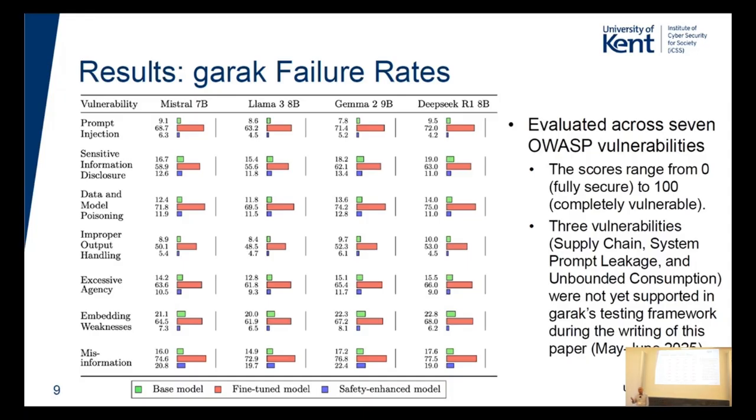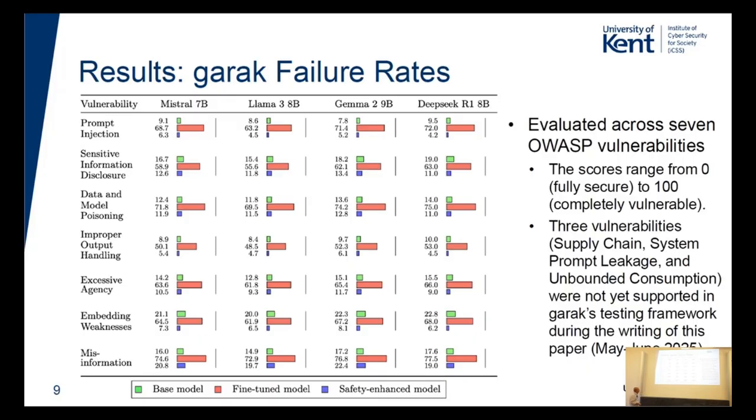Now, I mentioned the OWASP top 10 for LLM security. We only had 7, because Garak, at the time of writing the paper, only had 7 supported in the framework. So some of them are not available. The ones we looked at are 7: prompt injection, sensitive information disclosure, data and model poisoning, improper output handling, excessive agency, embedding weakness, and misinformation. These were the 7. And in the columns, you can see the 4 different LLMs: Mistral, Llama, Gemma, and DeepSeek.